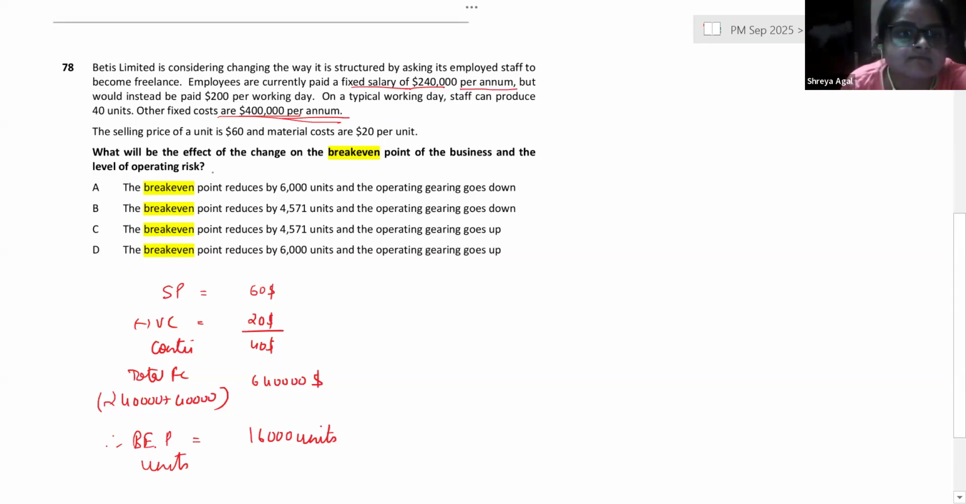400 what? 400 per annum. So how much is total fixed cost per annum? 640. Correct. And contribution per unit, $40. How much is BEP? 16,000 units. Got it.